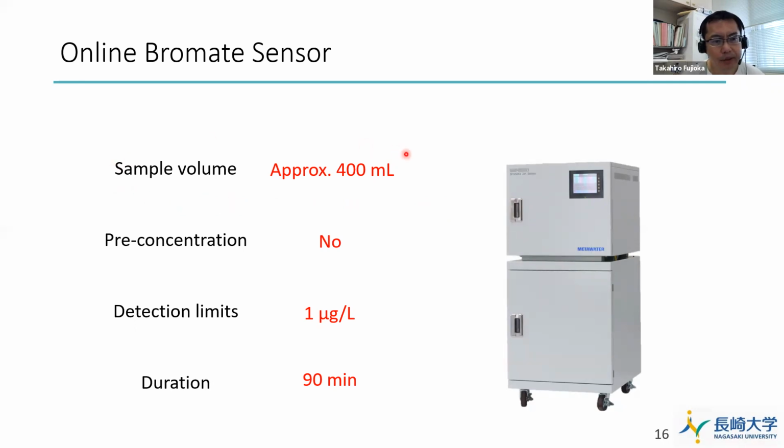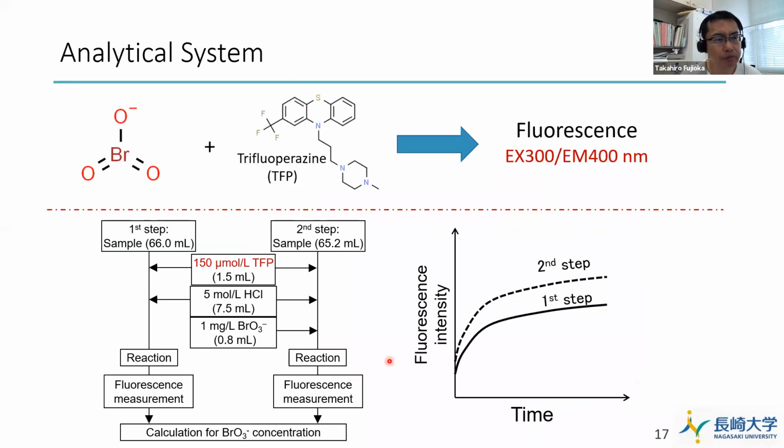The sample volume is 400 ml, and there is no pre-concentration step. The detection limit is low enough, 1 microgram per liter, and it takes 90 minutes for analysis. This is really designed for online use. That system is based on this mechanism. Bromate ions react with TFP chemical, then we get fluorescence. Depending on the intensity of fluorescence at these wavelengths, we determine the concentrations of bromate ions.